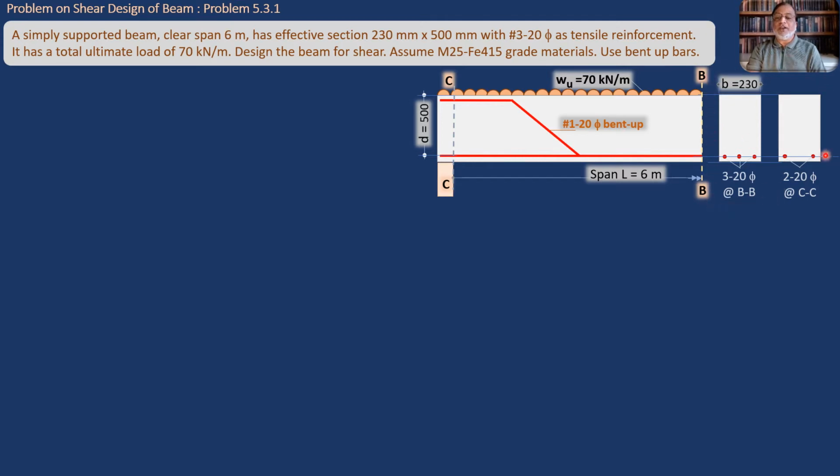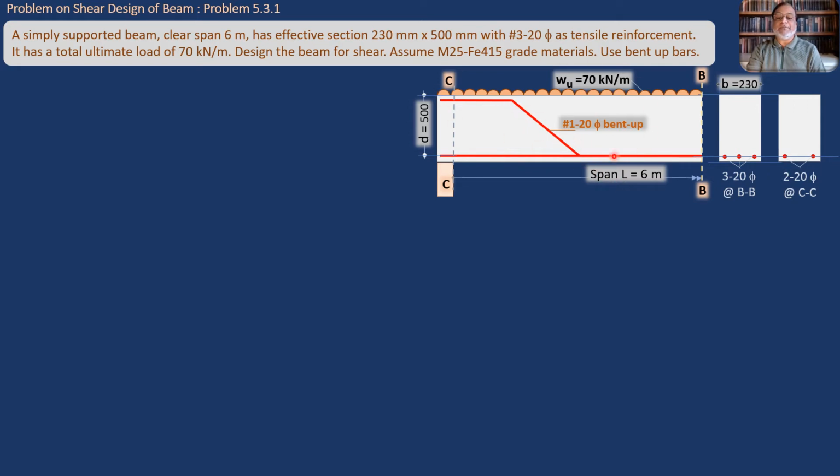Now we have shown another cross section, that is cross section CC. We can see here that the CC cross section is the cross section along the inner face of the column. Now we will see only 2 bars at the bottom here. So what does it mean? Since you are having only 2 bars at the bottom, it means that 1 bar which was there at the center has been removed or has been taken up.